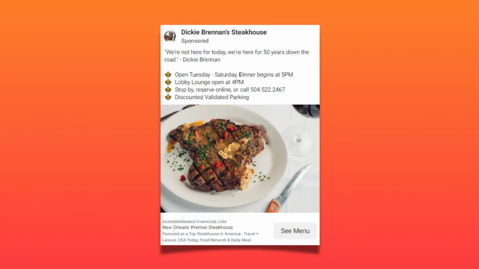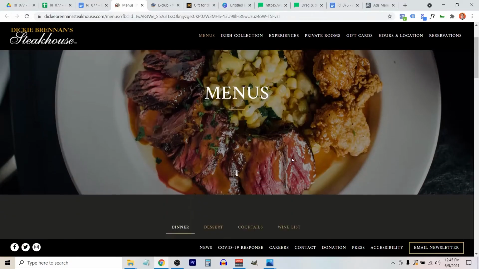Outside of the product photography, we can see that the copy is relatively generic here. It's including what time and days of the week that they're open. It gives them a few options for contacting them. And then when you click onto the ad, it takes them to the menu on their website, which looks like this. So this is a pretty nice looking website.